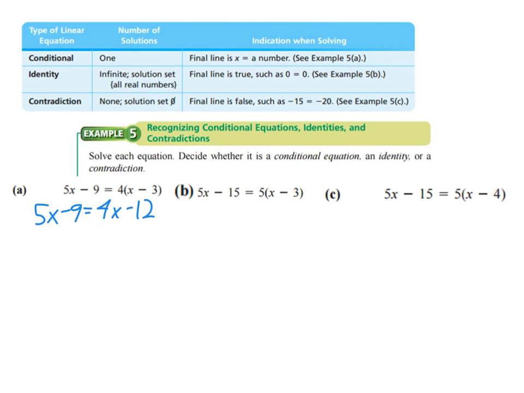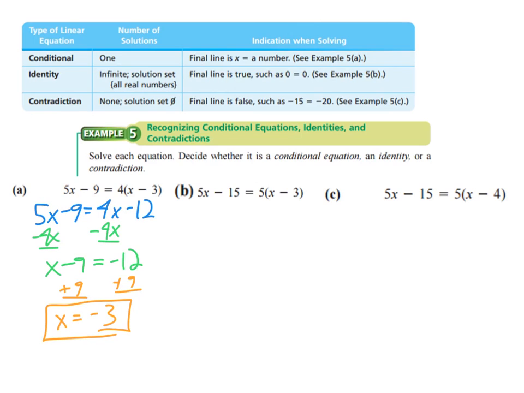Subtracting the 4x gives us x minus 9 equals negative 12. Add the 9 gives us x equals negative 3. So this is what we call a conditional equation. It's true so long as x is negative 3.